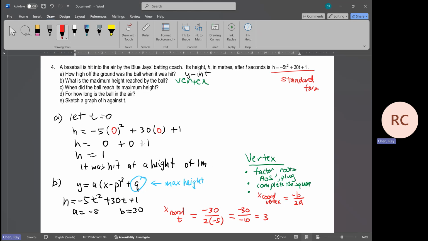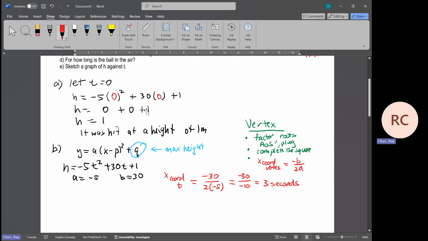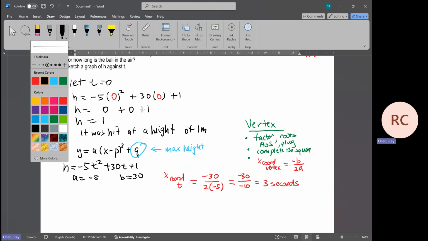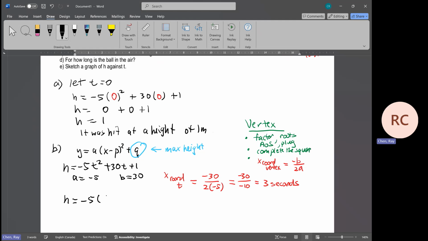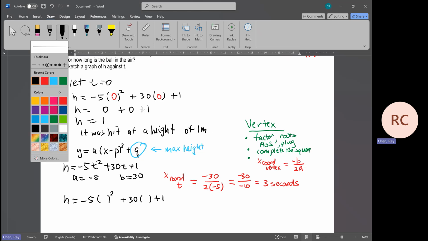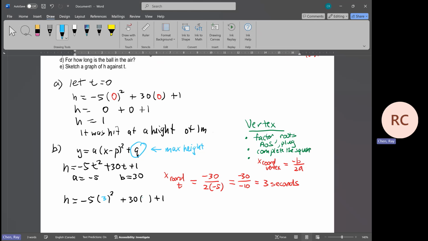Now notice, this doesn't answer our question, but I think if you read ahead, you'll see that this is actually answering the question for C. So this is actually the time, 3 seconds. But because we want to actually answer the question, what is the maximum height? We're going to plug it into the standard form equation that we have. So we have h equals negative 5t squared plus 30 times t plus 1. What is our t in this case? It's 3 seconds. Pause the video if you want to use your calculator. I'm just going to do this quickly with my calculator.